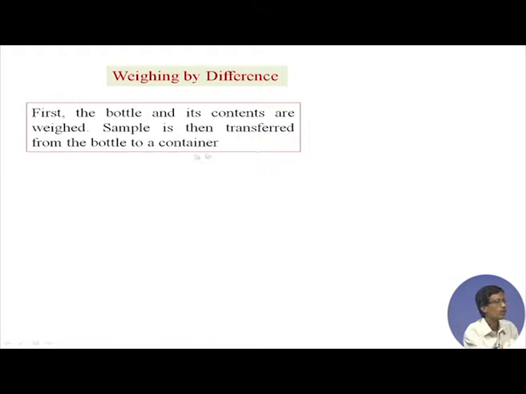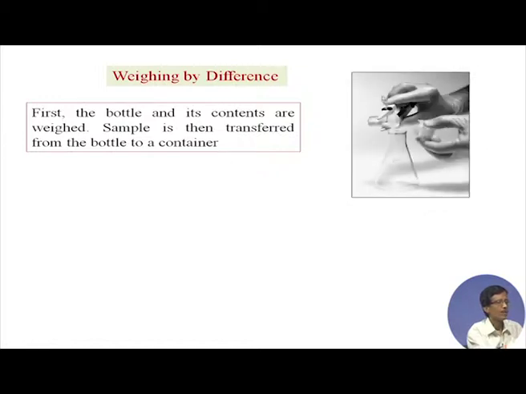So, this is in the written form, so that you can make a good note of it. The sample is then transferred from the bottle to the container. After taking the weight of the sample with that of your weighing bottle, you transfer some amount to those flasks. So, this is the typical technique. This is taken again from the book of Skoog's.